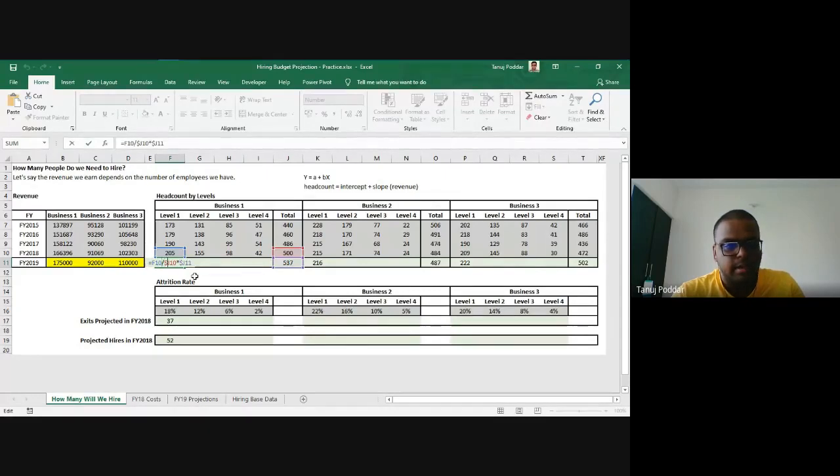Just an F10 divided by J10, right? F10 divided by J10 and then into J11, right? So the headcount in level 1 divided by total headcount in FY18 into what we project as the headcount to be for the year FY2019. Okay, so you can just try doing that, and then the next thing you'll do is similarly calculate for all the four levels for all the three businesses. Right? Just try doing it. In case you're facing any issues, you can just let me know.